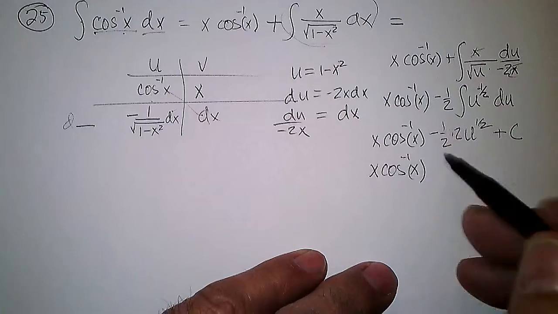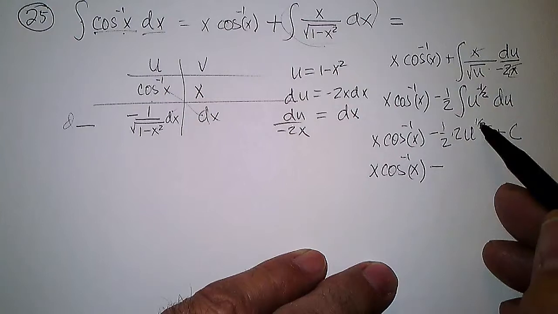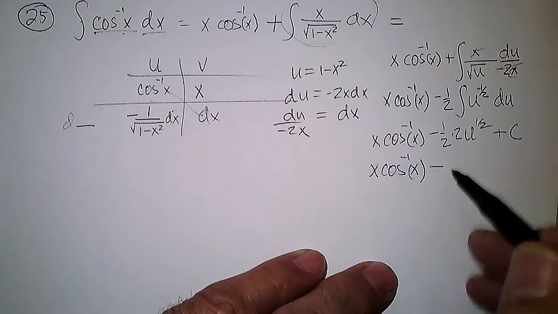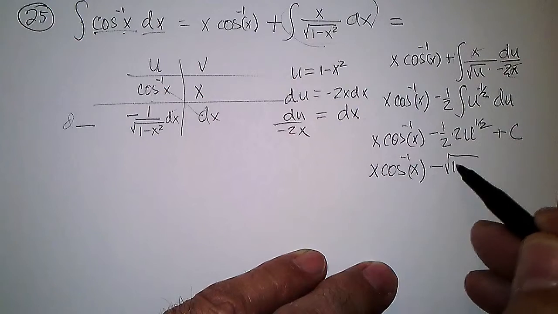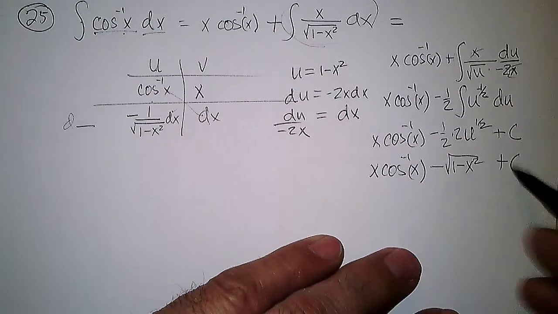So that becomes x cosine inverse of x. The 2's cancel, the 1/2 and the 2 cancel, makes it minus, and u was 1 minus x squared, and this is square root of u, so it's the square root of 1 minus x squared plus c.